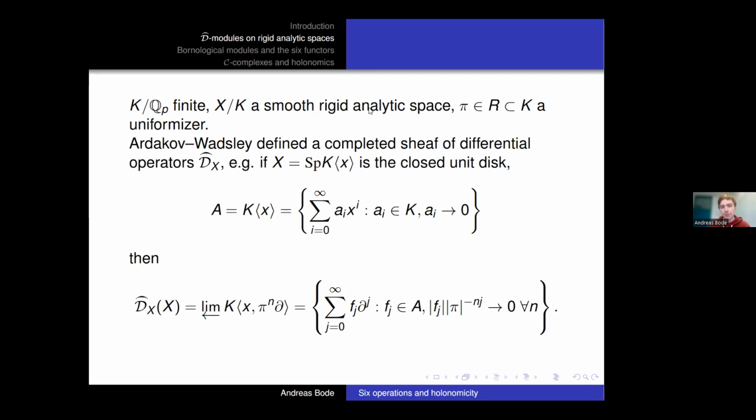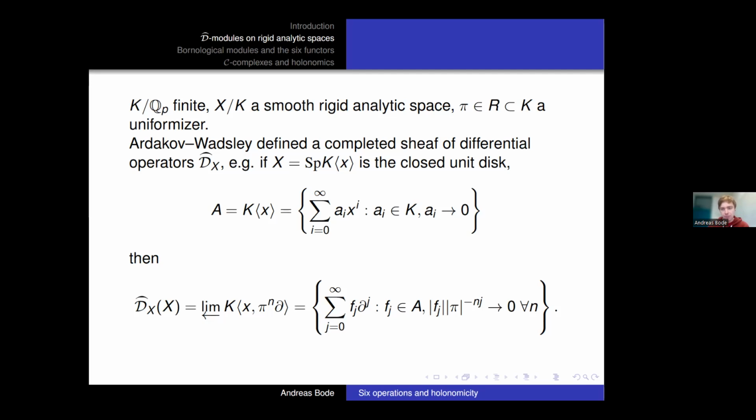And just to introduce some more notation, R is going to be my discrete valuation ring in K, and pi is a uniformizer. So if you like, no harm is done if you just fix K equal to Q_p, R is Z_p, and my uniformizer pi is equal to my fixed prime p. So in this case, we can consider, again, a sheaf of differential operators, but here we work with a certain completion. So let me first say what this is and then explain why we consider this particular completion.